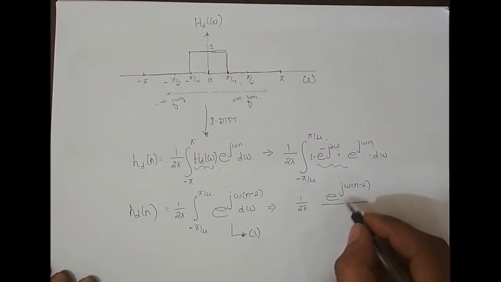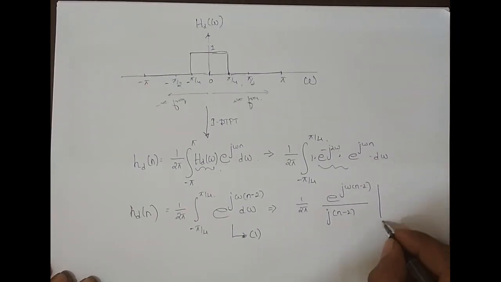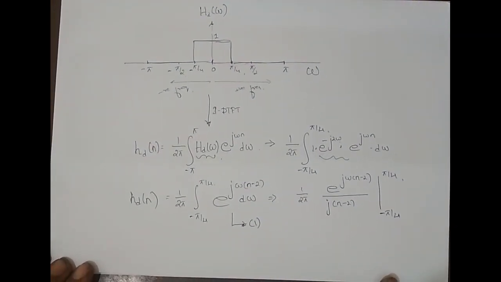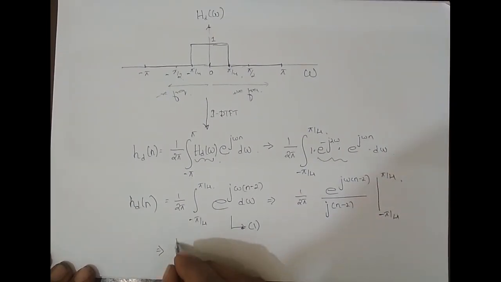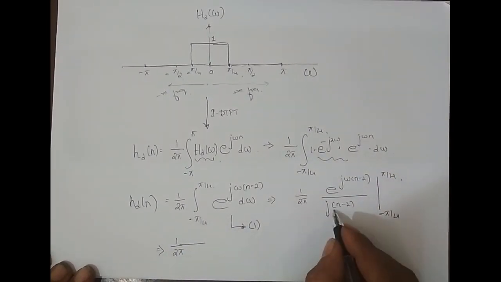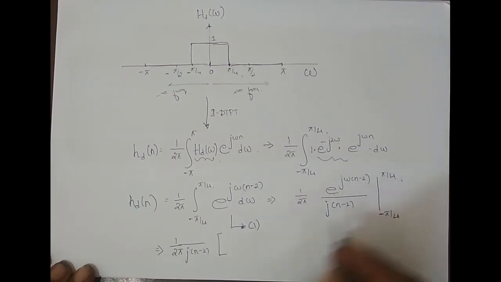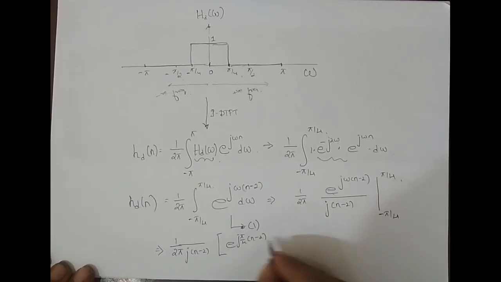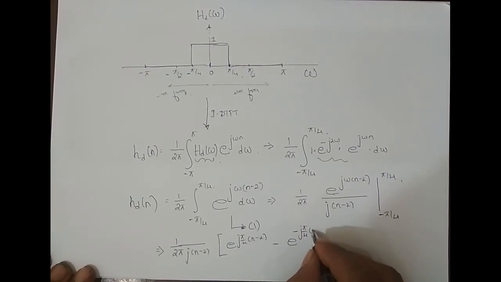Okay, now let me just do the integration. It is divided by the coefficient of omega, which is j into n minus 2, and the integration limit is minus pi by 4 to pi by 4, right? So this is equal to 1 by 2 pi. I'll take this j into n minus 2 out because it is independent of omega. Now this is upper limit minus lower limit. Upper limit is e power j pi by 4 into n minus 2, minus lower limit, which is e power minus j pi by 4 into n minus 2, right?